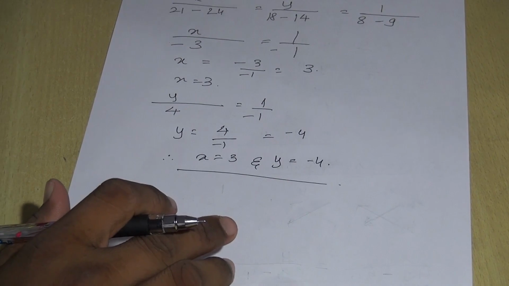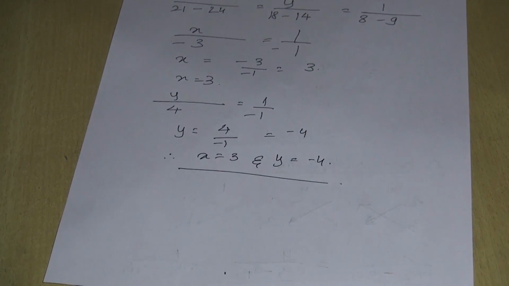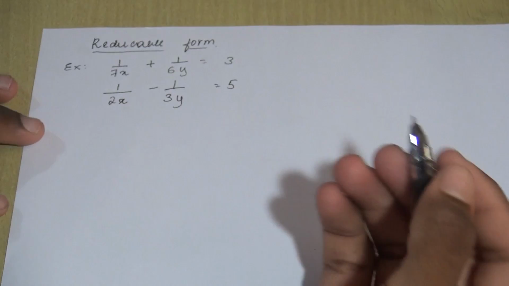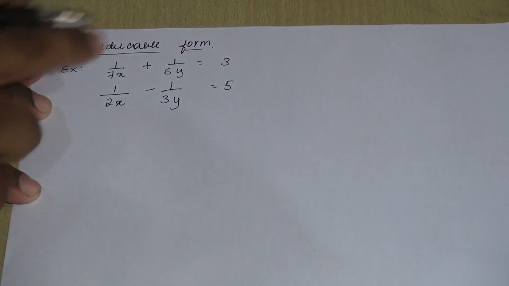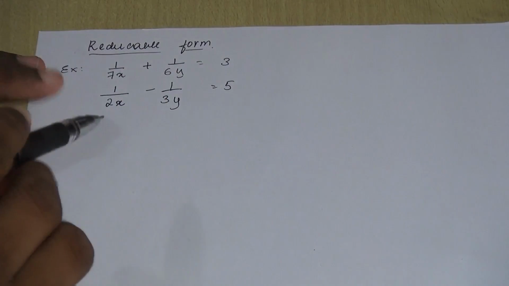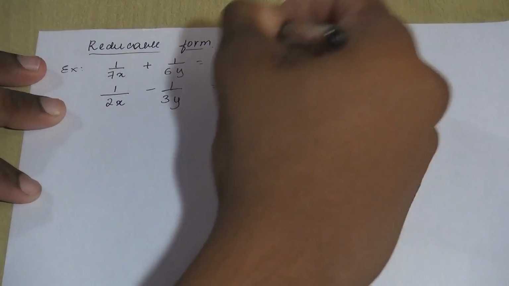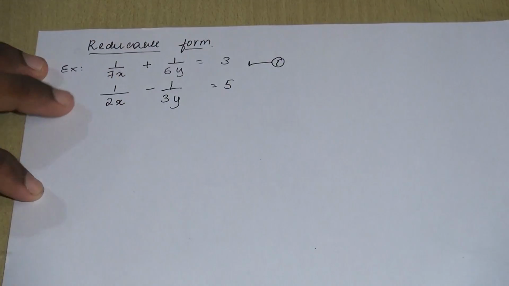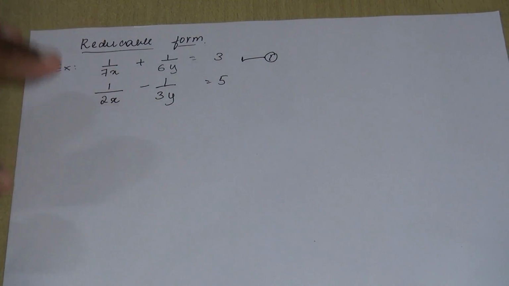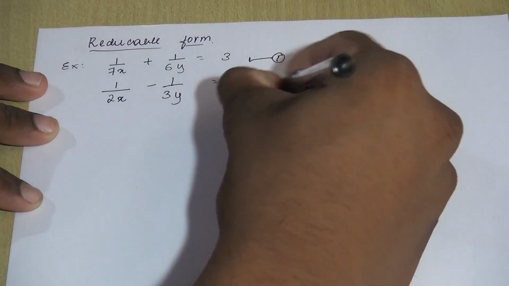Now, we are going to solve some word problems. And now we are going to continue with the reducible form. We're going to start with an example and I've written it down. 1 by 7x plus 1 by 6y is equal to 3. This is the first equation. And 1 by 2x minus 1 by 3y is equal to 5, the second equation.